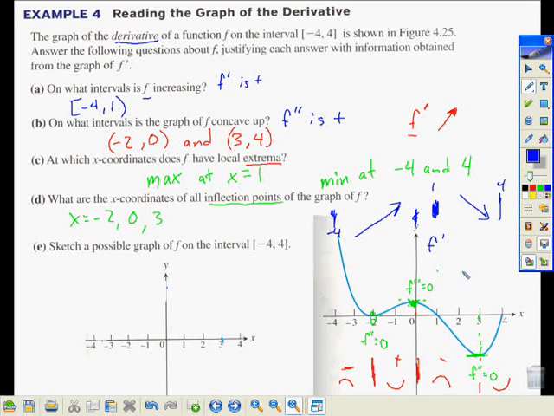Now we don't know our starting point here. They didn't give that to us. So we can kind of start wherever we want to. We're going to be increasing, so I guess I'll start here. But even though I'm increasing, up to negative 2, I'm increasing, but I am concave down.